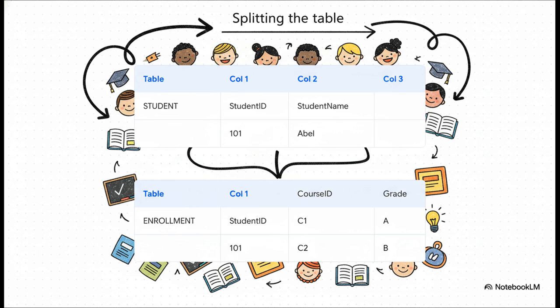The solution, once again, is to split these ideas into their own logical homes. We create one table just for students, where student ID correctly determines the student name. Then, we create a second enrollment table that simply connects a student and a course to a grade. No more partial dependencies, no more repeated names. Our data is suddenly way more efficient.